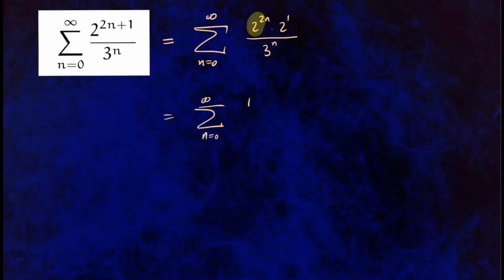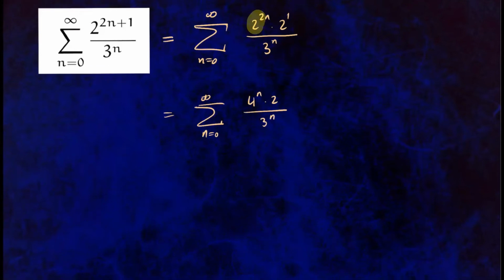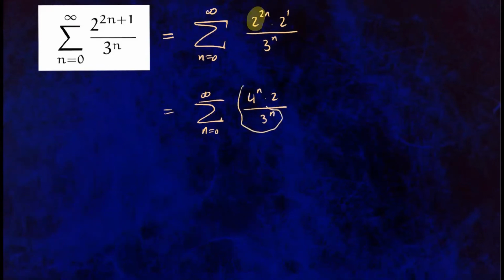2 to the 2 is 4, so we have 4 to the n times 2 over 3 to the n. I just rewrote 2 to the 2 as a 4, raised to the n power. Since these two have n powers, I can put them together and write it like this: the sum from n equals 0 to infinity, bring the 2 to the front, of 4 over 3 to the n power.